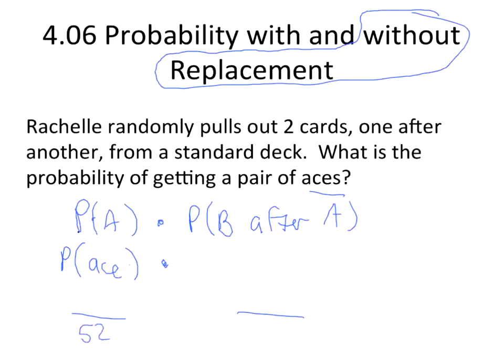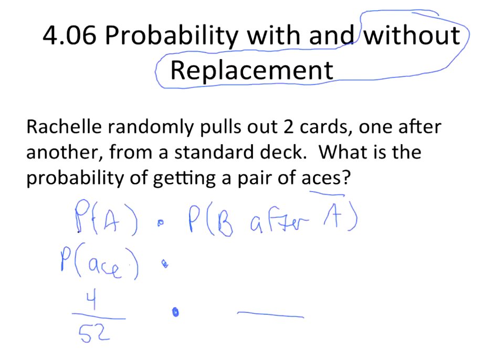So our total in our deck is 52. And how many aces are there in a deck? 4. Are we seeing a pattern? What if I ask you the probability of picking a 10? 4 out of 52. What's the probability of picking a 2? 4 out of 52. Okay?